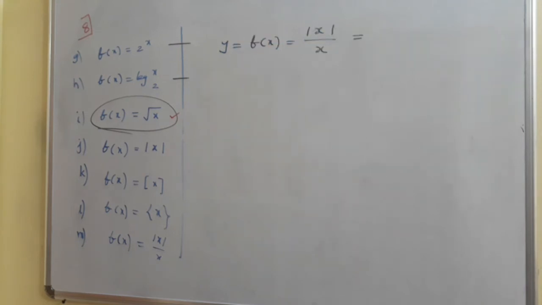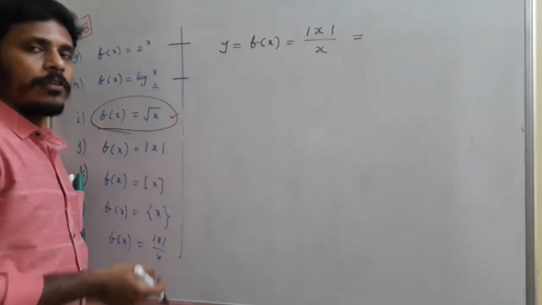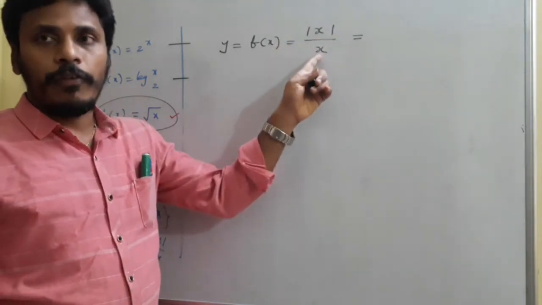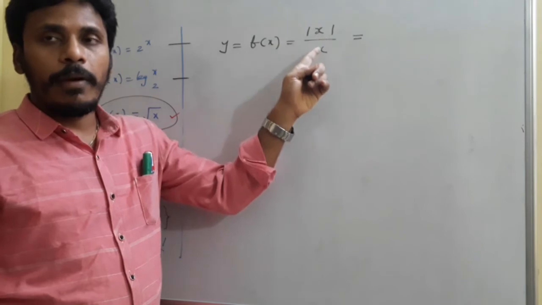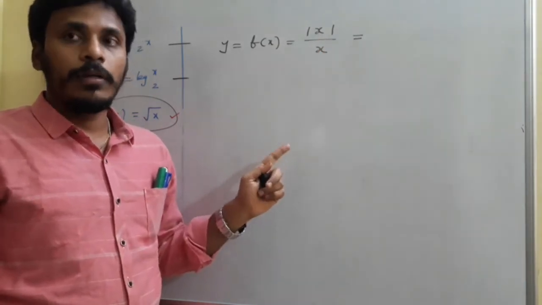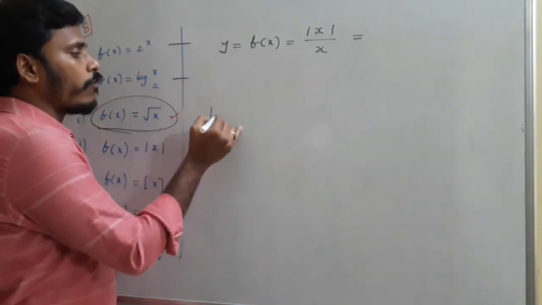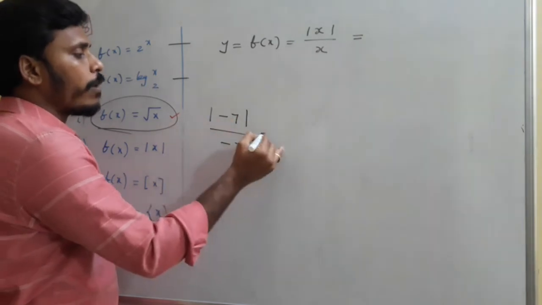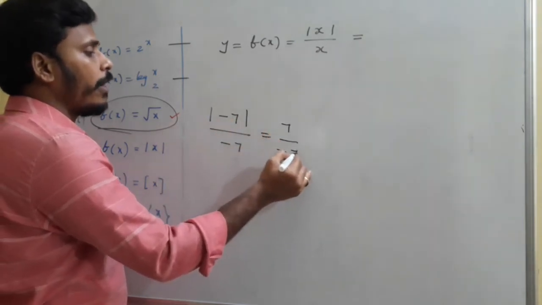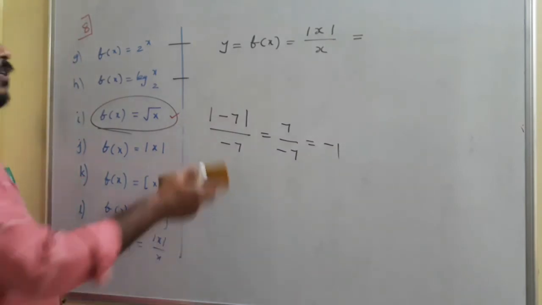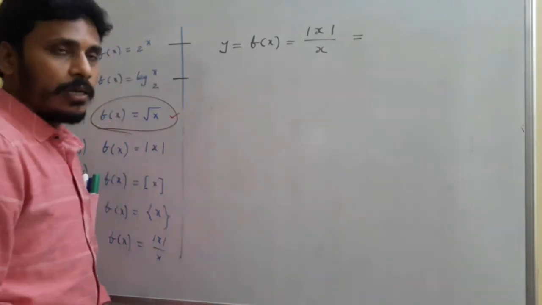So the next function is modulus of x by x. If you take a positive number in place of x, like 3 or 4 or 5, take 5: modulus of 5 by 5. Modulus of 5 is 5, 5 by 5 gives us 1. But if you take a negative number, suppose modulus of minus 7 by minus 7, modulus of minus 7 is 7, divided by minus 7, it is minus 1. So for negative numbers the result is minus 1, whereas for positive numbers the result is 1.